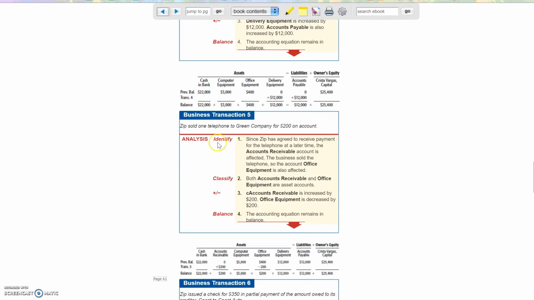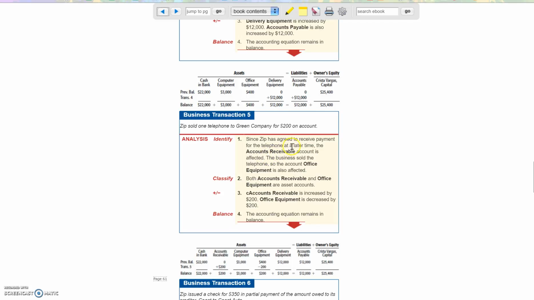Okay, just a couple more here. We sold a telephone to Green Company for $200 on account. I'm not a fan of this transaction because we don't normally sell. We're in the delivery business, not in the phone selling business, but they just want to show us some things. So we sold it on account. So we're going to eventually receive the money. So it's a future thing.